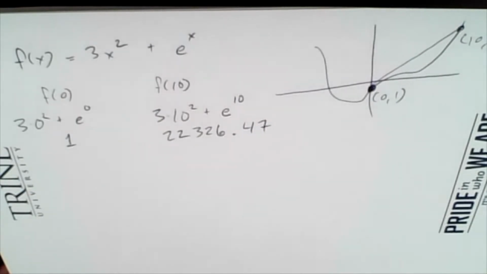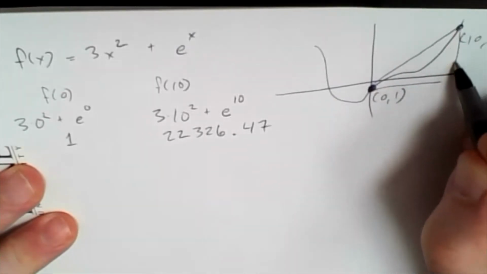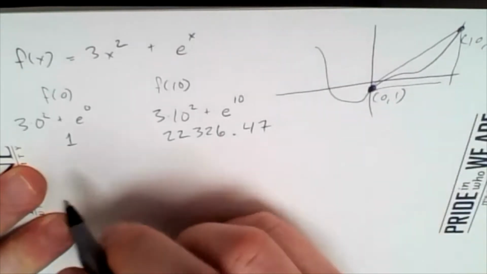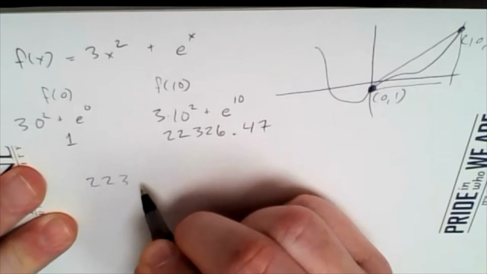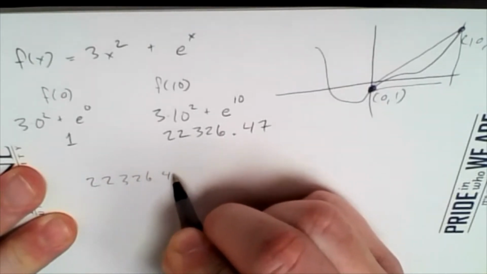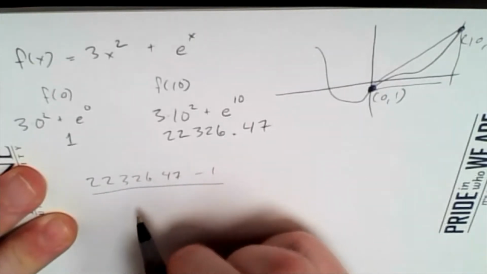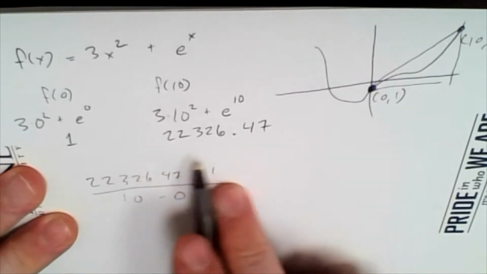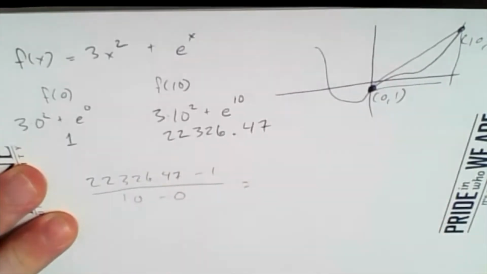I prefer to use the point slope formula. So to calculate the slope, I need the rise over the run. My rise is going to be that 22,000 figure minus 1. The run is going to be 10 minus 0. So difference of y coordinates divided by difference of x coordinates.